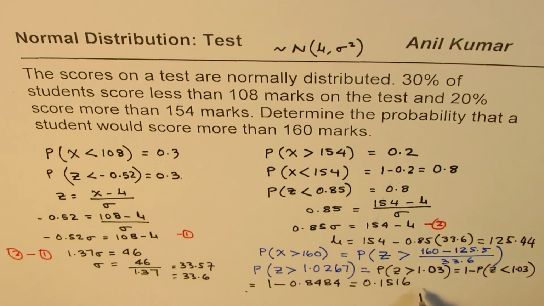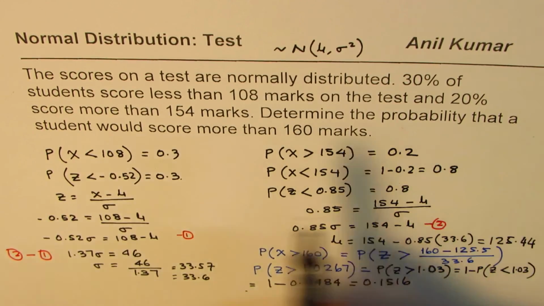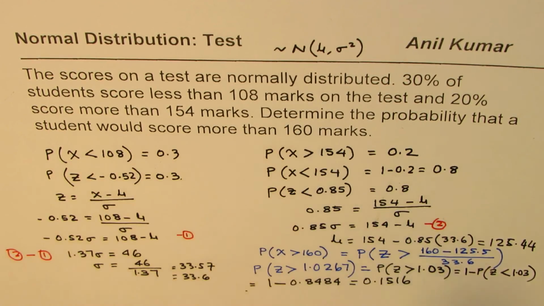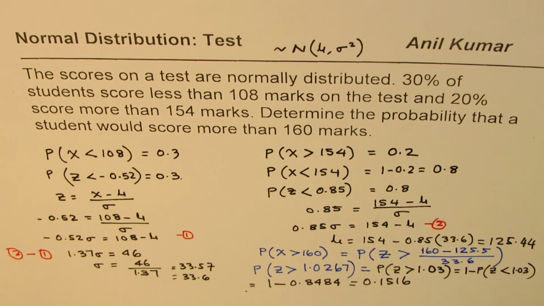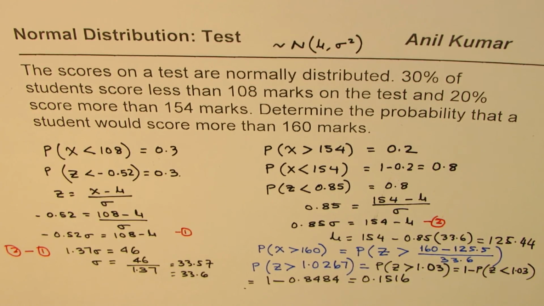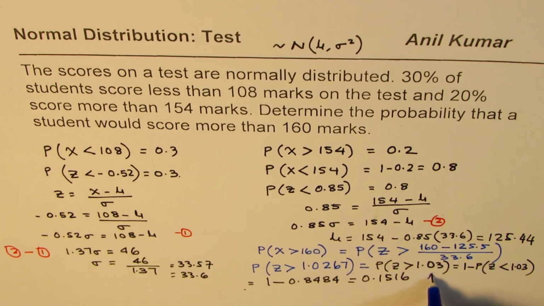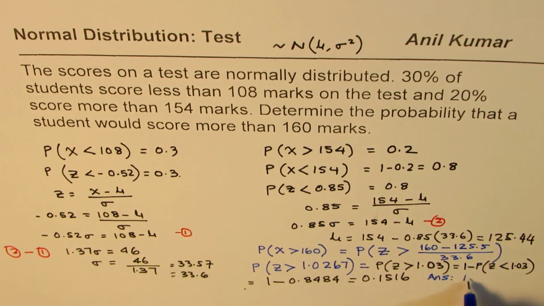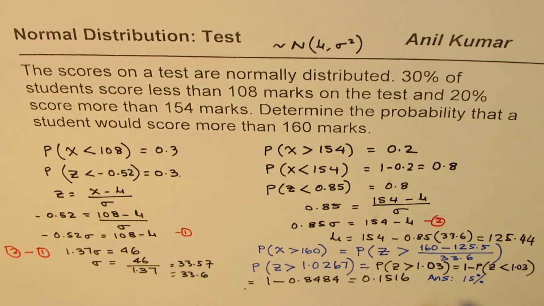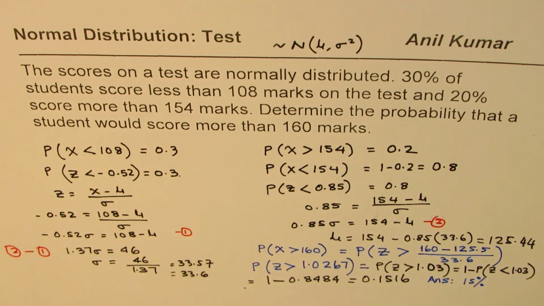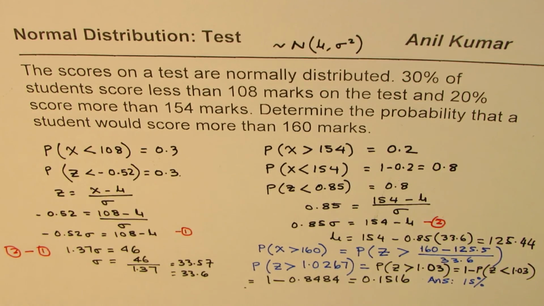So that is the answer which you get. Determine the probability that the student would score more than 160 marks. In this case, the answer is around 15%. Is it okay? So that is how you're going to solve it. It's a very tricky question. Go through it in detail to understand how we really got it.